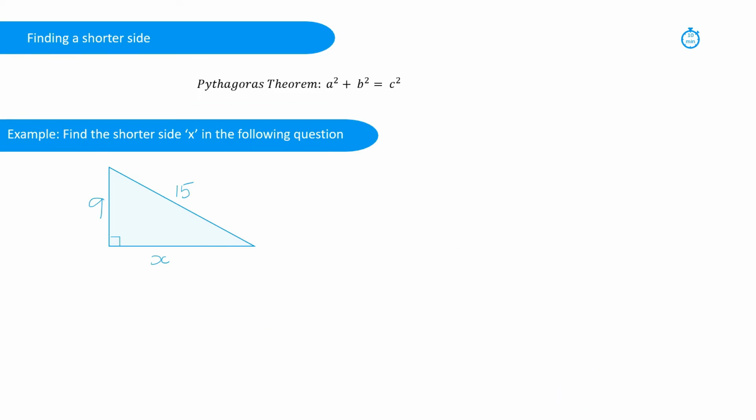All right. Now we can also use this formula to find a shorter side. So let's look at an example. So find the shorter side x in the following question. So again, let's label our sides.